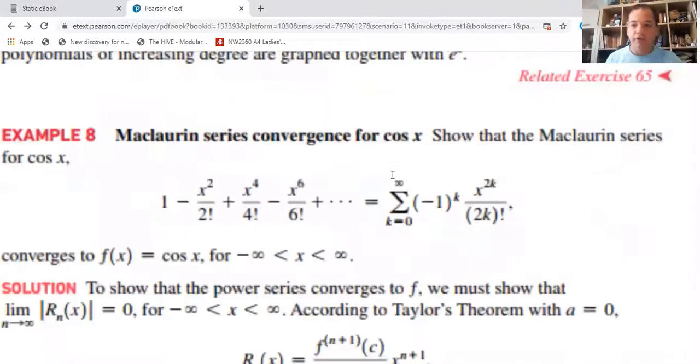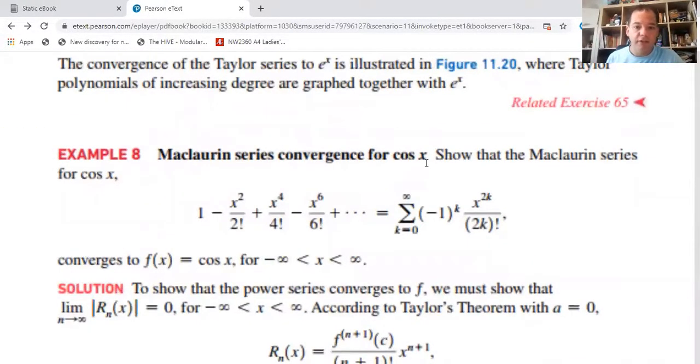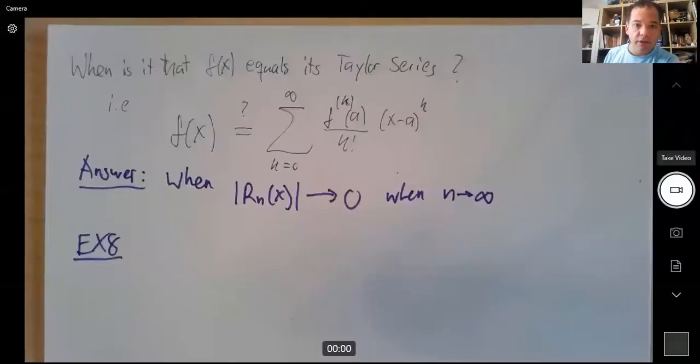Example 8. Show that the Maclaurin series for cosine x, which is that one, right? We have discovered that one before, actually converges to the function cosine x for every x between negative infinity and infinity. All right, so let's do that. And the way we're gonna do it again is by looking at the remainder. Okay, so let's switch to the paper. And all right, so how do we do this?